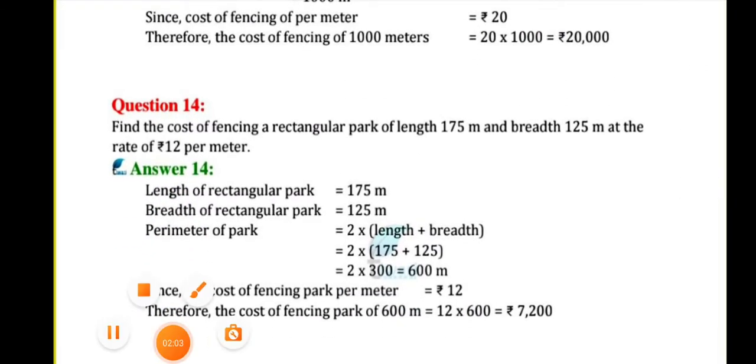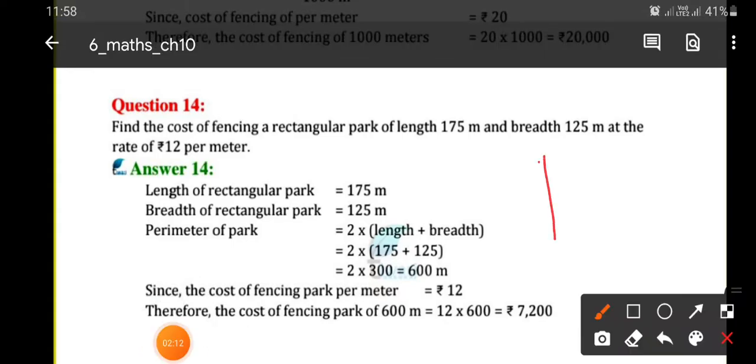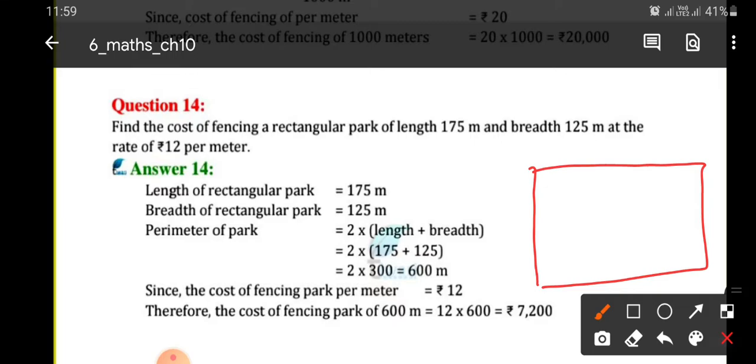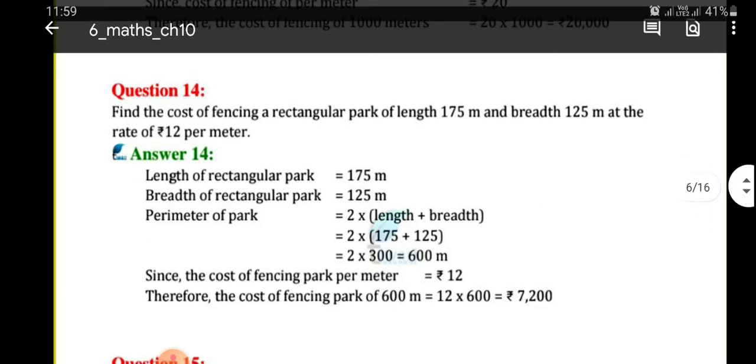Question number 14. Find the cost of fencing a rectangular park of length 175 and breadth 125 at the rate of 12 rupees per meter. A rectangular park is there. It is the same as question number 13. First of all, find out the perimeter of the rectangular park and then find out the cost, because you need to find out the cost of fencing. And fencing means you have to fence the length around the rectangular park.